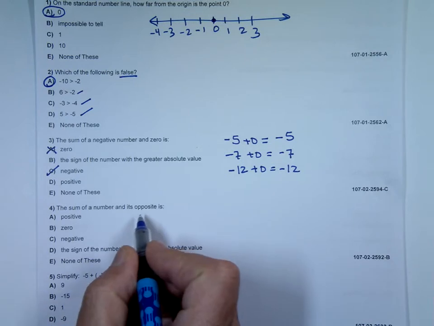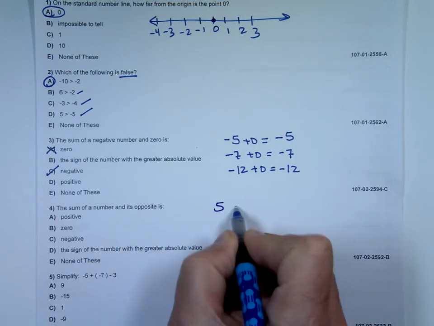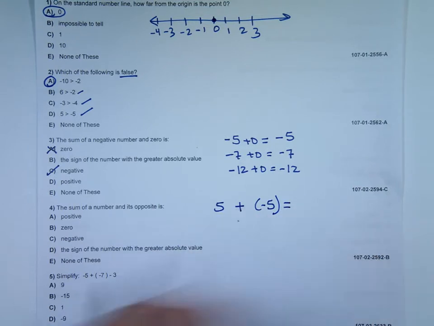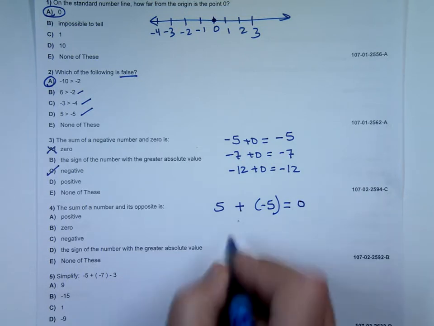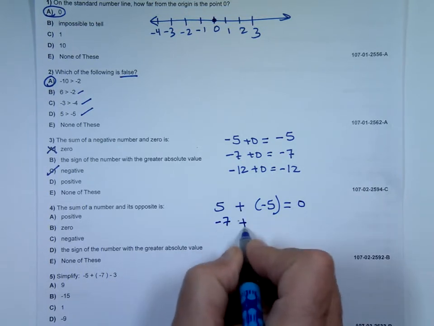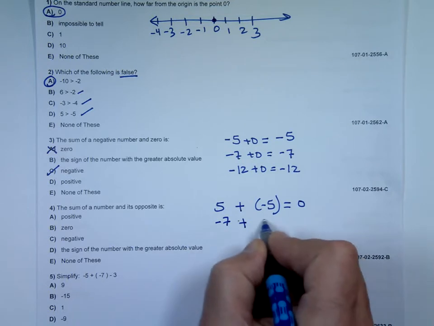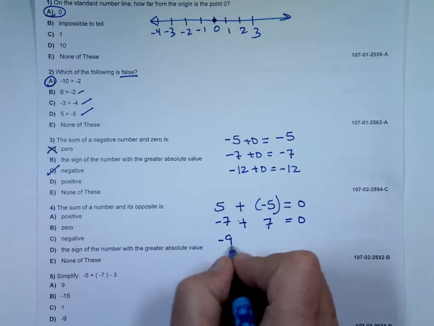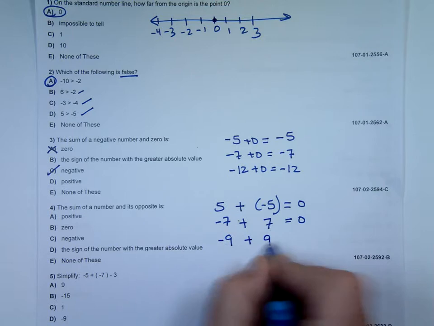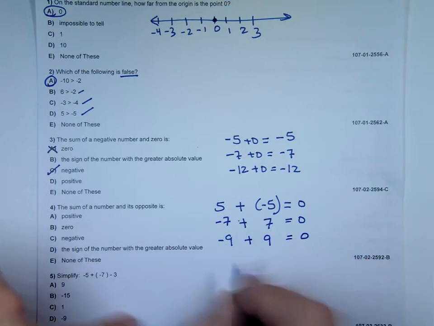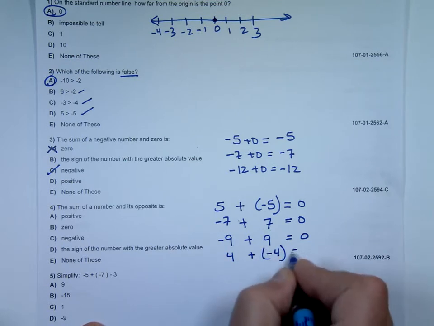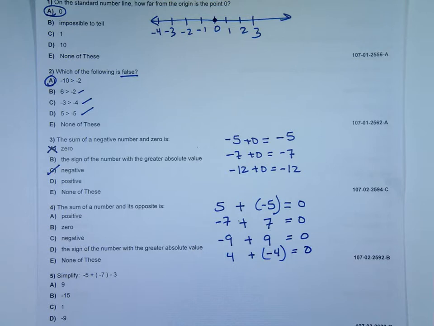The sum of a number and its opposite. For example, 5 plus, what's the opposite of 5? -5. So when you add them, what's 5 plus -5? 0. If the number is -7, add to it its opposite. What's the opposite of -7? 7. What's -7 plus 7? 0. A -9, add to it its opposite, which is 9. What's -9 plus 9? 0. 4, add to it its opposite, that's -4. What's 4 plus -4? 0. So when you take a number and add to it its opposite, the result is always 0.